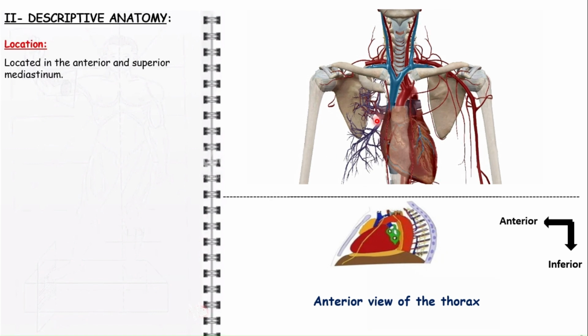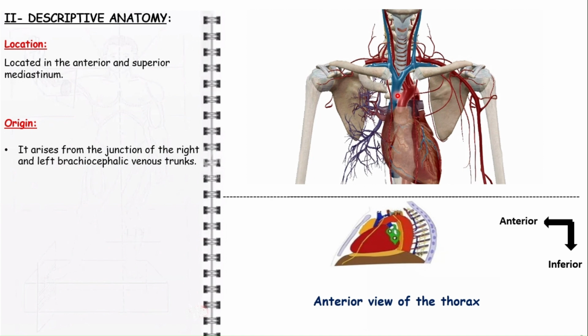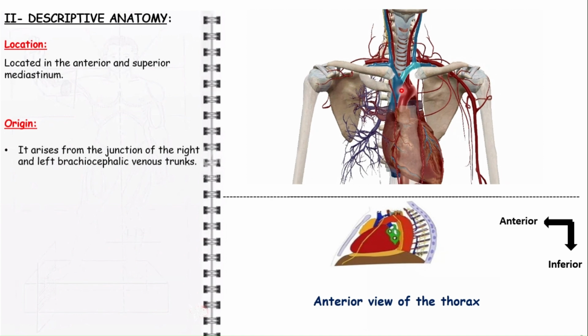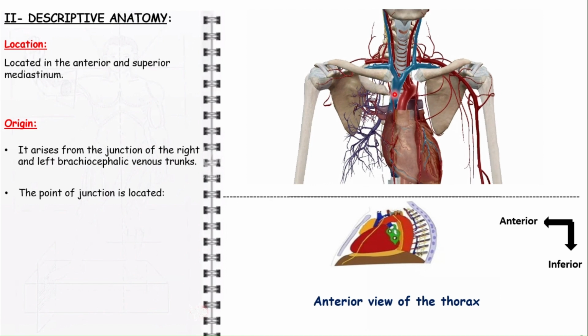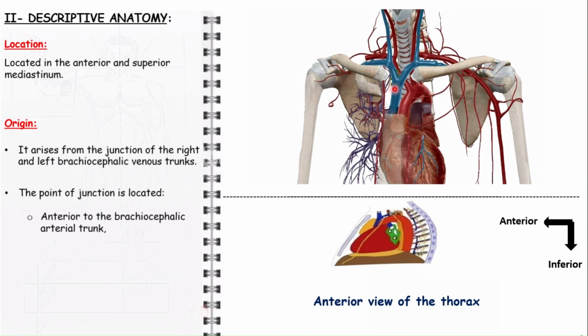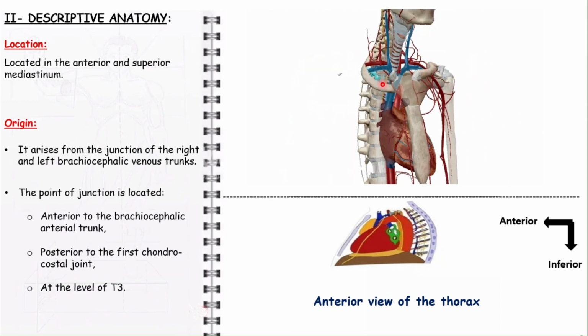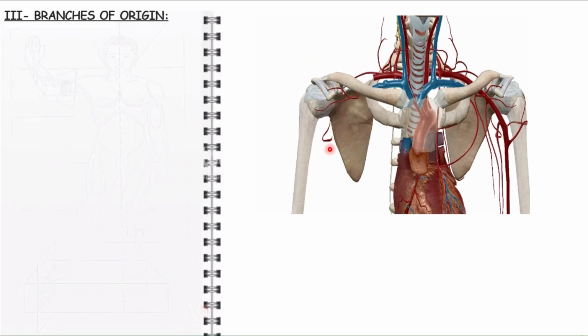It is located in the anterior and superior mediastinum and arises from the junction of the right brachiocephalic venous trunk and the left brachiocephalic venous trunk. The point of junction is located anterior to the brachiocephalic arterial trunk, posterior to the first chondrocostal joint, and at the level of T3. Let's detail now the branches of origin of the superior vena cava.